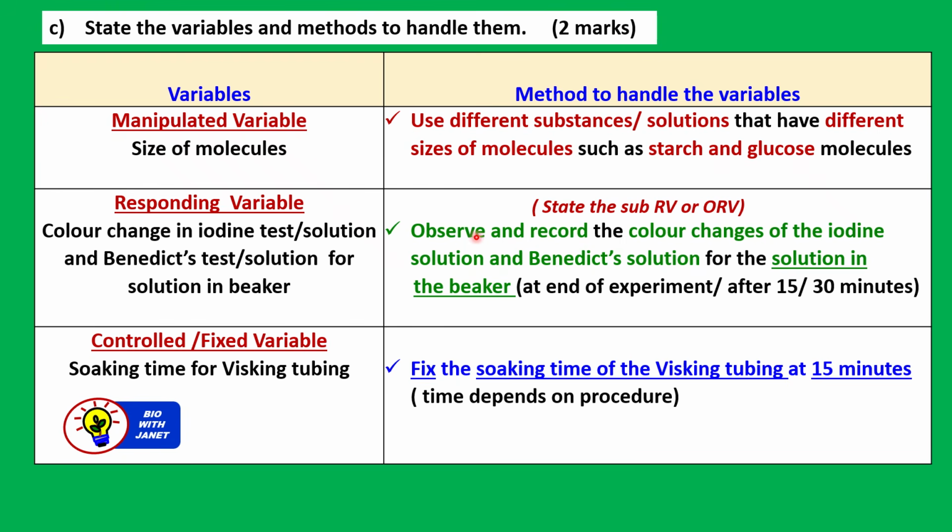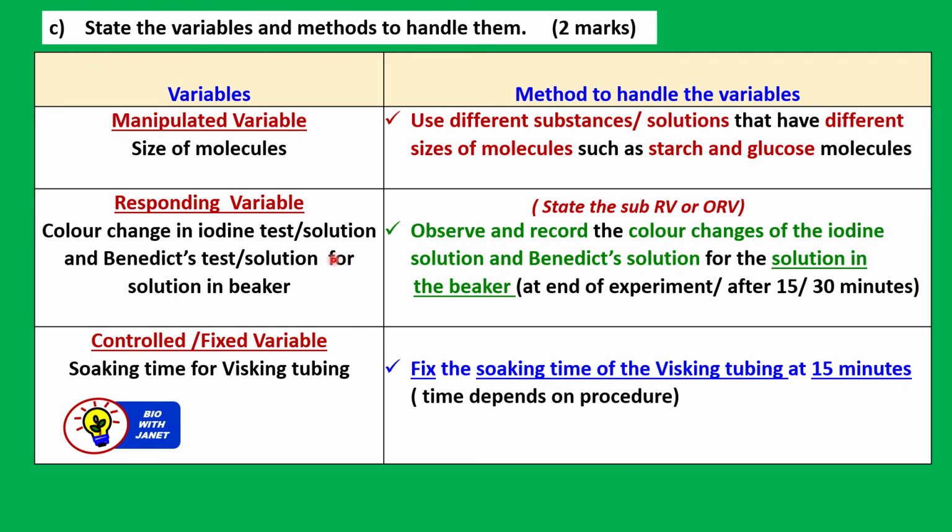So observe and record. So these words must be there. Now you cannot measure in this case, you just observe with your eyes. Okay, so observe and record the color changes of the iodine solution and Benedict's solution for the solution in the beaker at the end of the experiment or after 15 or 30 minutes, depending on how long the time is, okay, for the experiment. So in this case, we follow from the sub RV. The real sub RV here is the color change, okay, the one that you used or you recorded from your experiment is the color change.